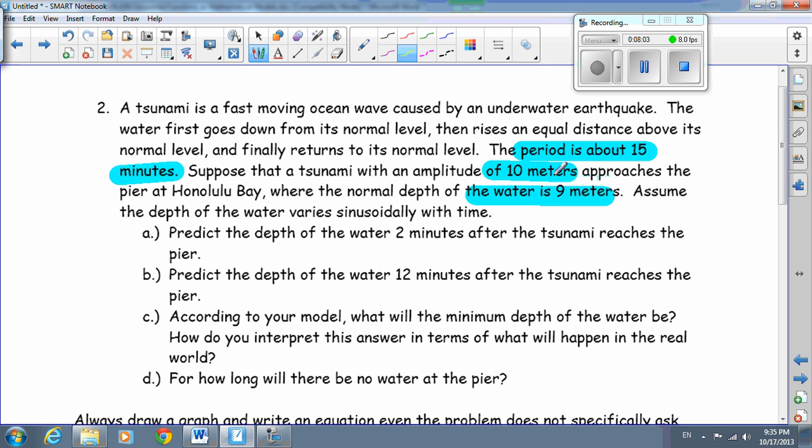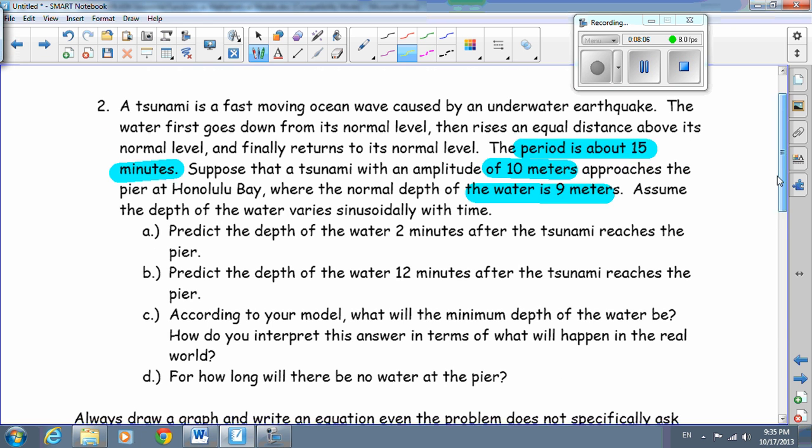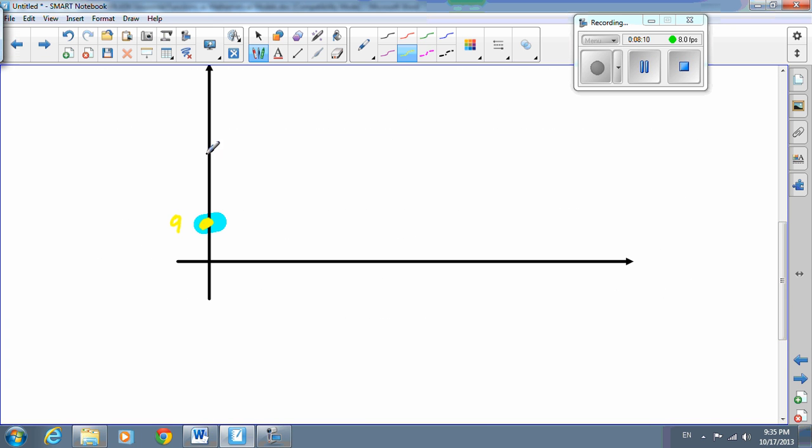So the normal depth is 9 meters. The amplitude is 10 meters. So if you start at 9, the highest point will be at 19, and the lowest point will be at -1. Now I know that my full cycle will take one period, all the way till 15. Knowing that it goes down first, I will have something like this, and that will be a full cycle. When it goes back to 9, I'll be at 15. Halfway between 0 and 15 gives you the middle, which is 7.5.